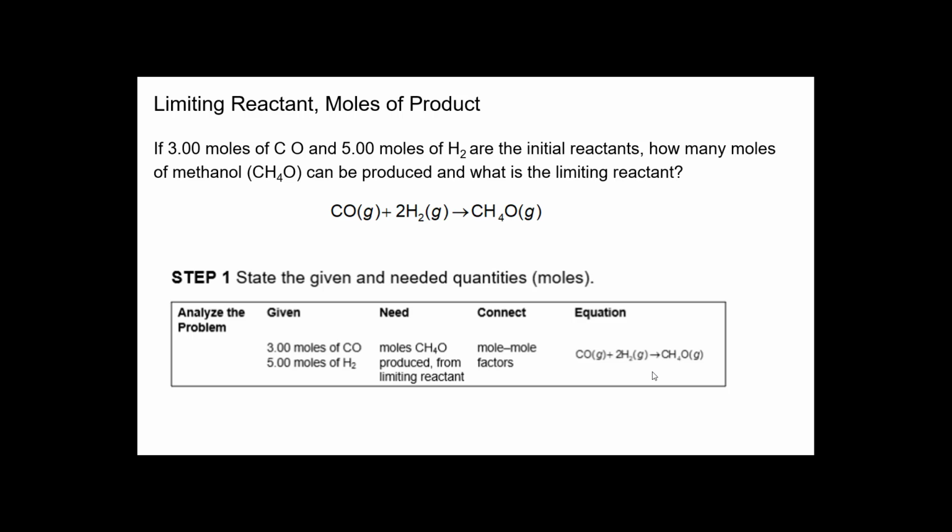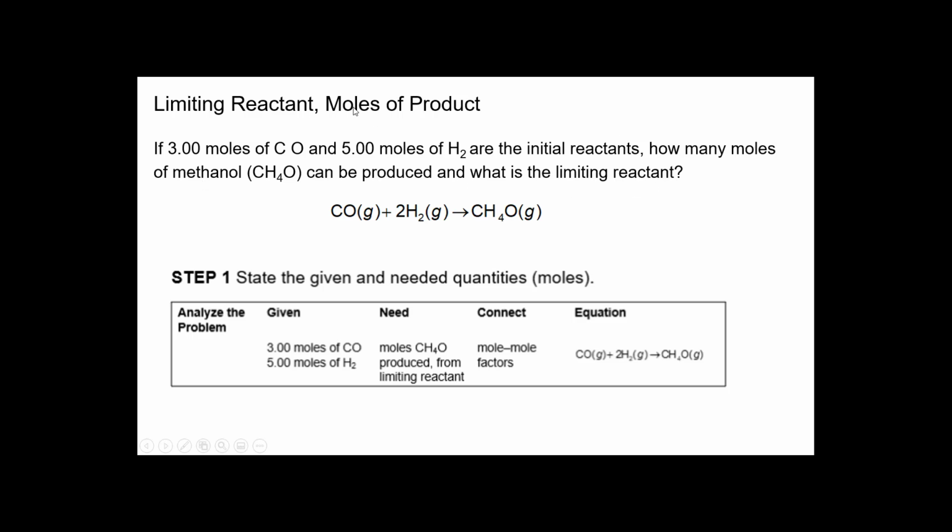So if you have 3 moles of carbon dioxide, I just fixed this and this must not have been the same problem. If 3 moles, this is CO, it should be CO. I fixed it, but I think I fixed it on another slide. If 3 moles of carbon monoxide and 5 moles of hydrogen gas are the initial reactants, how many moles of methanol can be produced and what is the limiting reactant?